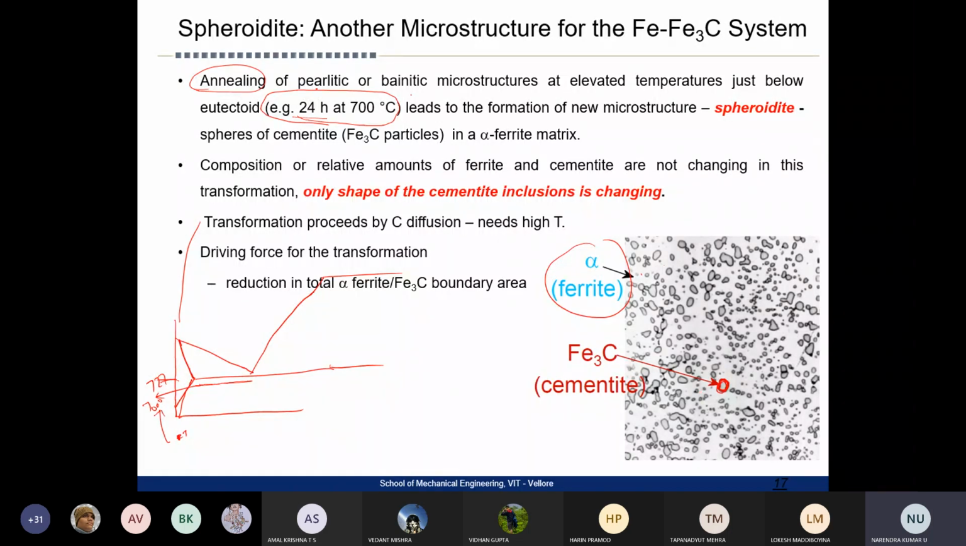Why is this so? Because we saw a laminar structure in pearlite. So cementite is in laminar form, but here you see a spherical structure. If you consider spherical structure and laminar structure, this is the more stable structure, thermodynamically. So at 700 degrees Celsius, this pearlite laminar structure will get transformed into a spherical structure.